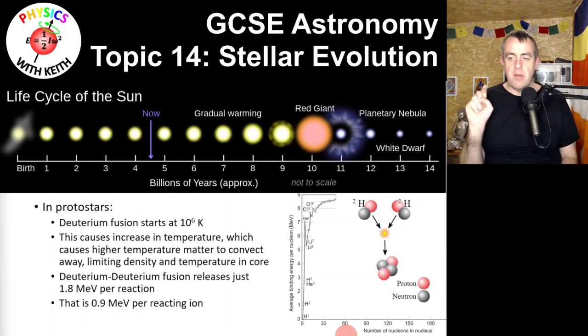0.9 mega electron volts per reacting ion. Mega electron volts is just a unit of energy. It's not like the joule. It's a much smaller unit than the joule.